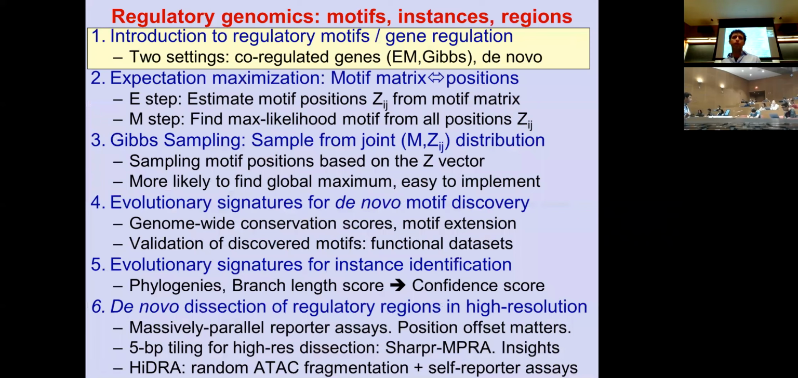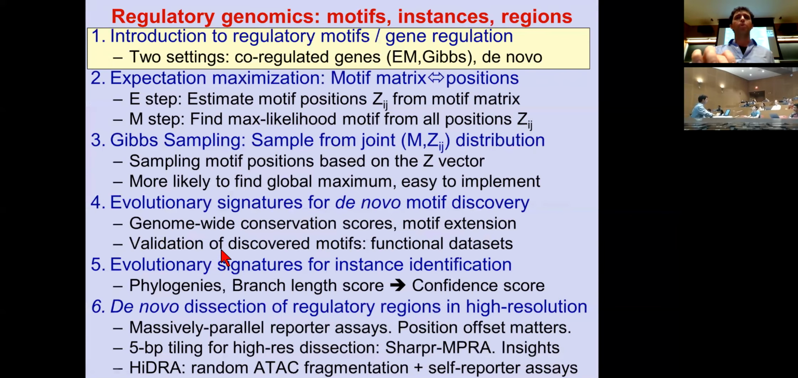So the goal for today is, number one, introduce the basis of gene regulation in most genomes, focusing on mammalian genomes. Number two, introduce computational techniques for discovering these motifs based on expectation maximization and Gibbs sampling. Number three, introduce computational techniques for finding the instances of these motifs. A motif is a construct that spans many different regions and summarizes them, and this effectively generative model of sequence patterns can instantiate in different locations in the genome.